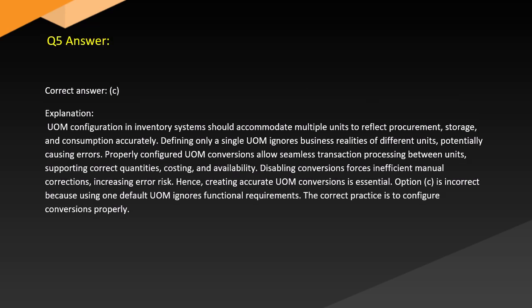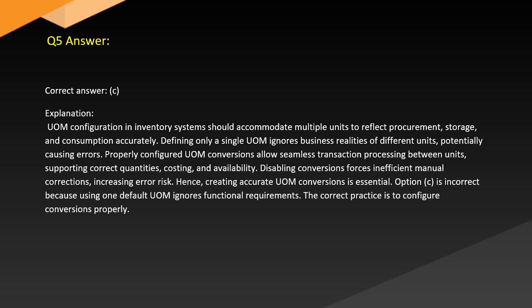Answer. Correct answer: C. Explanation. UOM configuration in inventory systems should accommodate multiple units to reflect procurement, storage, and consumption accurately. Defining only a single UOM ignores business realities of different units, potentially causing errors. Properly configured UOM conversions allow seamless transaction processing between units, supporting correct quantities, costing, and availability.